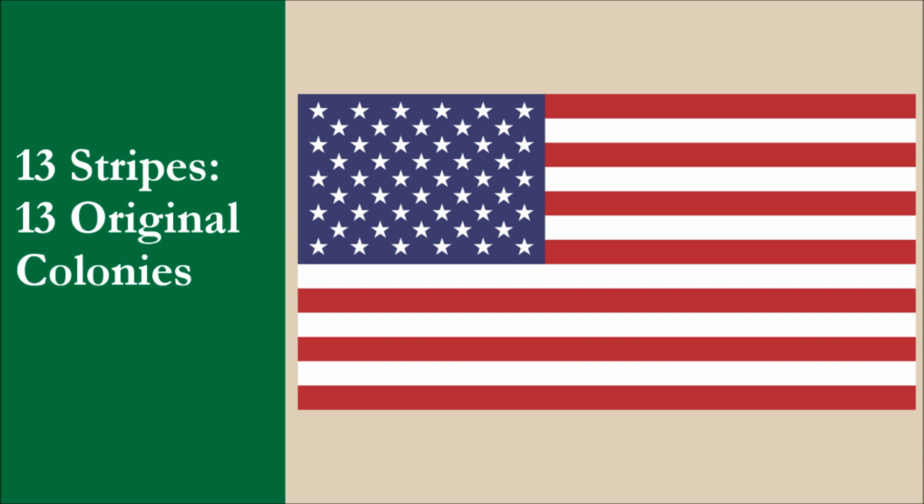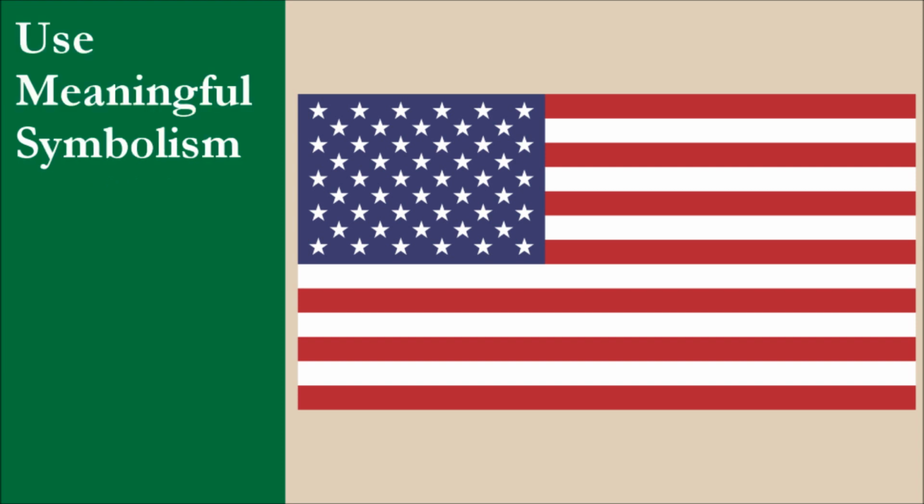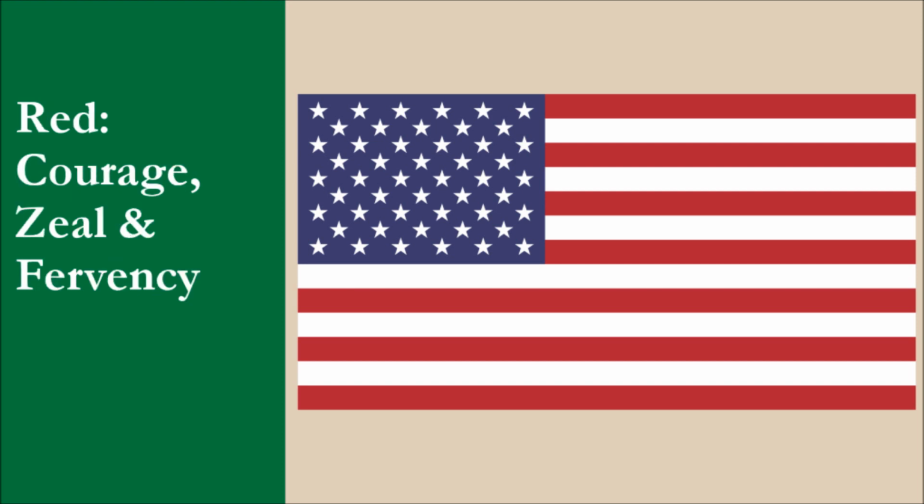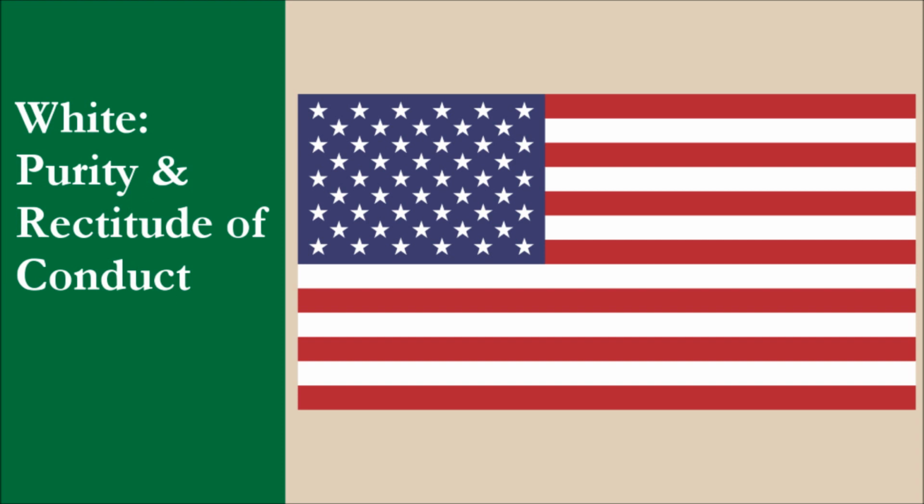The 13 stripes represent the 13 colonies that declared independence from Britain and subsequently became the 13 original states of the U.S. There is no official symbolism for the colors, though we do have sources which claim the following. Blue stands for loyalty, devotion, truth, justice, and friendship. Red symbolizes courage, zeal, and fervency, while white denotes purity and rectitude of conduct.